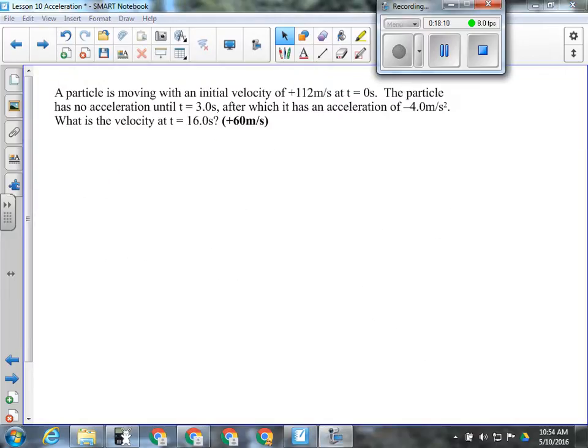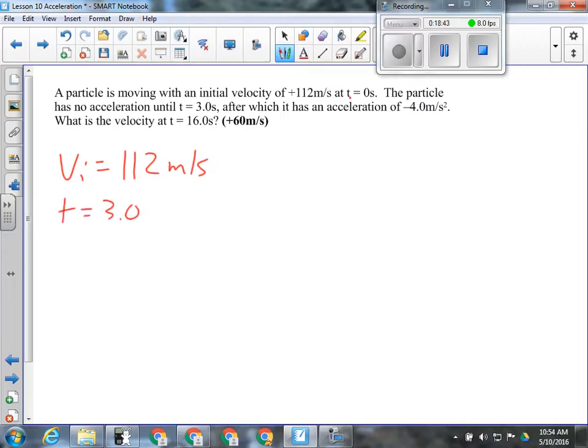Okay, listen up here, guys. We had a request for number 16. So we've got a particle, which is basically anything, moving with a velocity of 112 meters per second at time 0. Is this VI or VF? VI, because it's happening when the question starts at time 0. So we know that VI is 112 meters per second. The particle has no acceleration until time 3 seconds. In other words, it's going to travel at this speed for 3 seconds, so time equals 3.0 seconds.